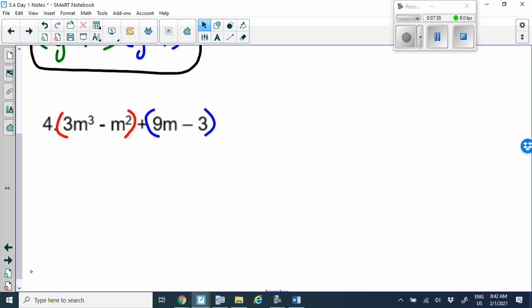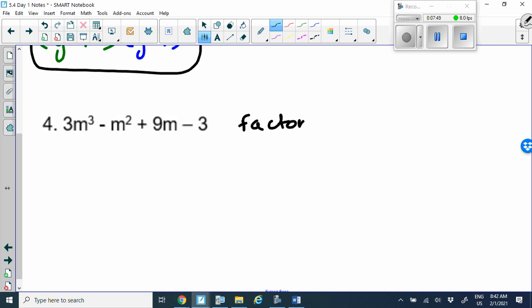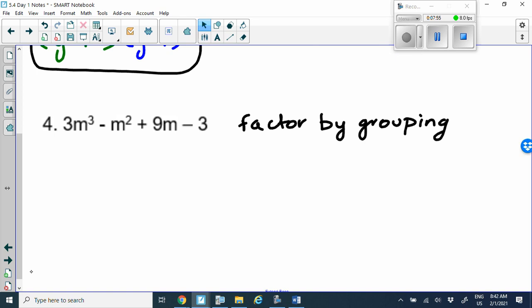And actually, let me erase this. Let's look at all 4 terms. Do they have anything in common? Well, actually, no. The only number they have in common is a 1, and they don't all have variables, so we can't do it. Now notice this is where we have m cubed and we have 4 terms. So this is where we're going to factor by grouping. Anytime you have to the third as your largest exponent, and 4 terms, you're always going to factor by grouping.